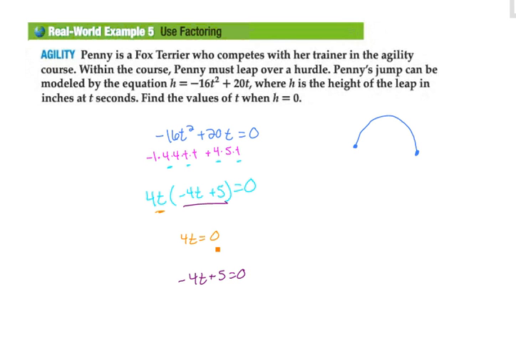So here, dividing a 4 over, I know time equals 0. Well, that does make sense because before she even started the jump, we know that the time was 0. Before she started, time 0. Okay, now we're going to actually figure out how long it took her to do this jump. So we're going to subtract a 5 over, so we get negative 4t equals negative 5. Divide a negative 4 over.